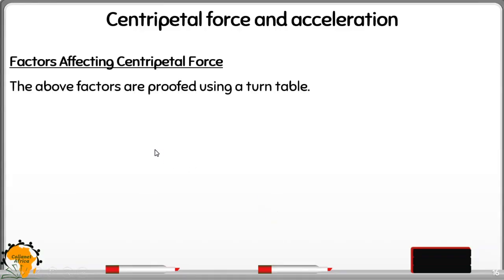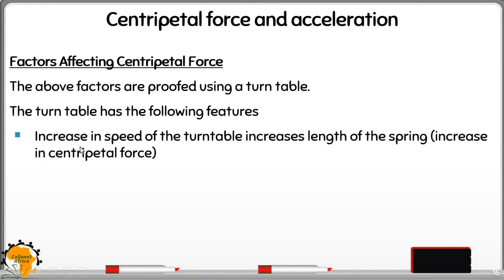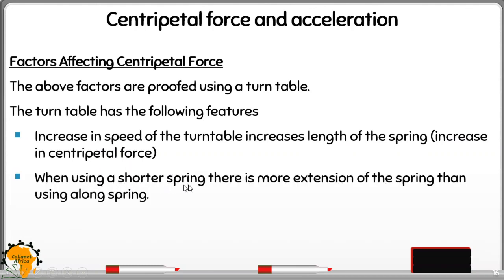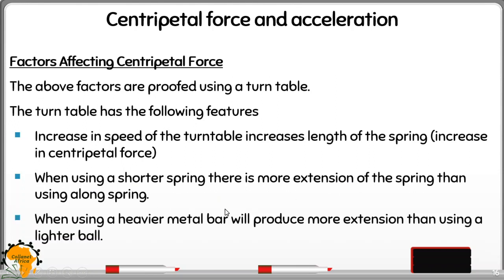Then we can say that these factors can be tested or proved using a turntable. In a turntable, the increase in speed of the turntable increases the length of the spring. And if the length of the spring increases, then it means that the centripetal force is increased. When you use a shorter spring, there is more extension, which implies the shorter spring brings about a higher centripetal force. When you are using a heavy metal bar, more extension is produced, which implies again that the heavier the metal bar, the more the force that is required.